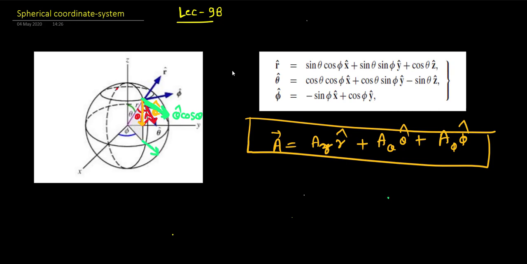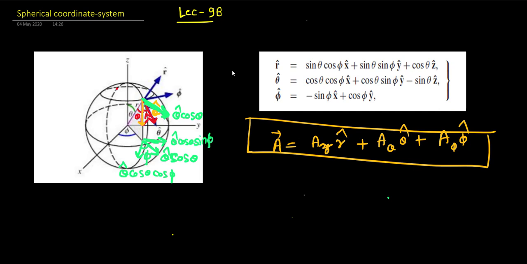As I said, vectors do not have a position. You can put any vector in another place as long as the magnitude and the direction are the same. So this is our vector theta cap cos theta. Now you can easily find the x component and y component. This is our angle phi. So the x component would be theta cap cos theta cos phi, and the y component would be theta cap cos theta sin phi.